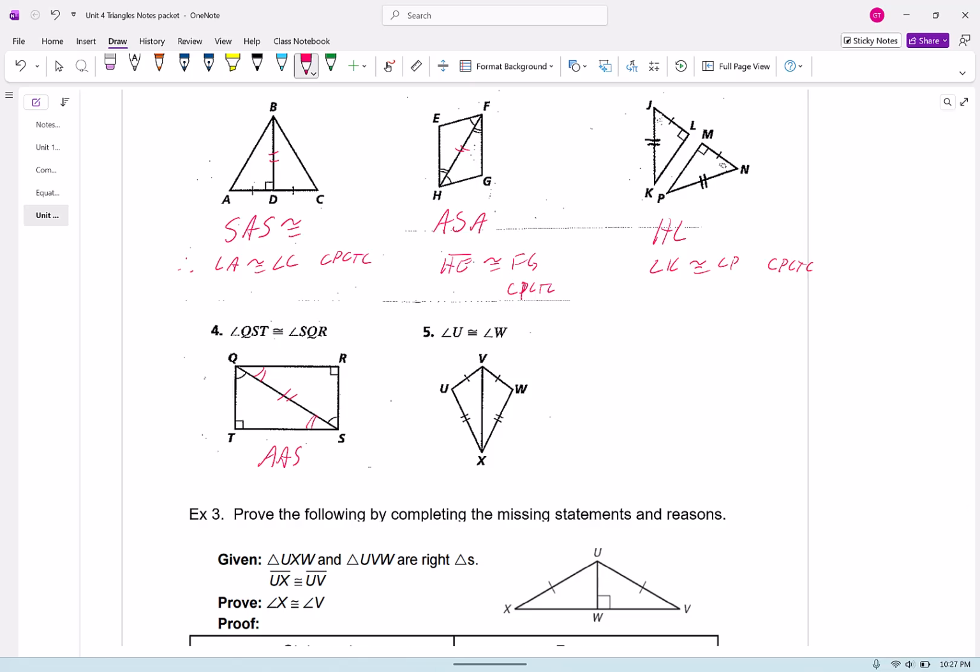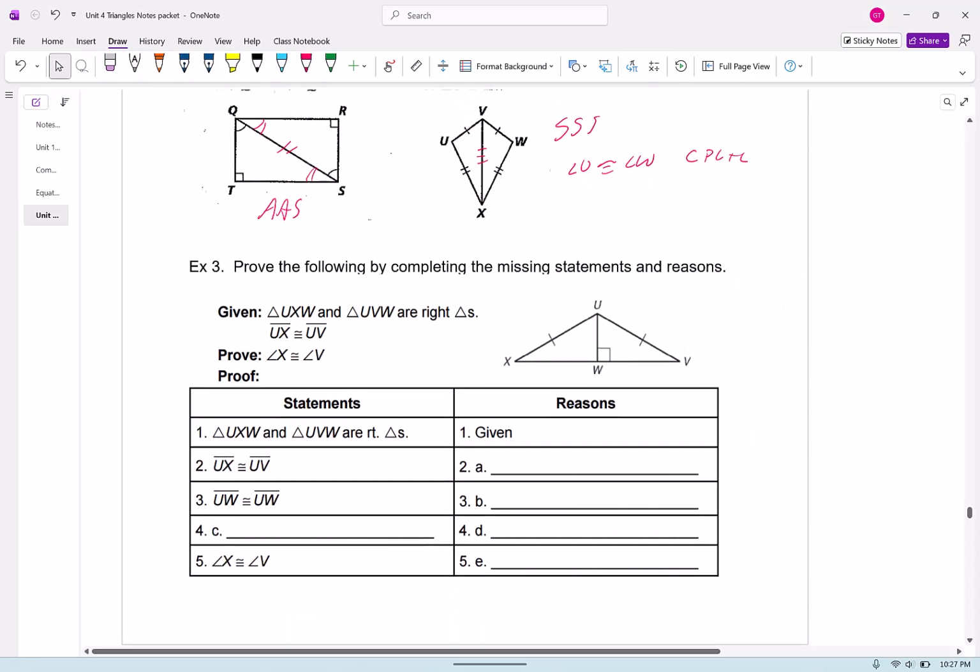And last, I have a shared side here. So I got three sides of the same. So side, side, side. So angle U is congruent to angle W because of CPCTC.